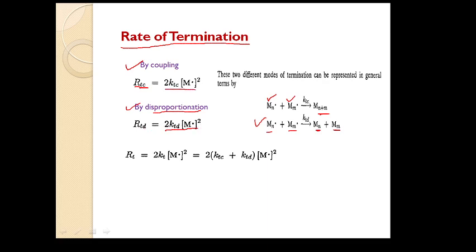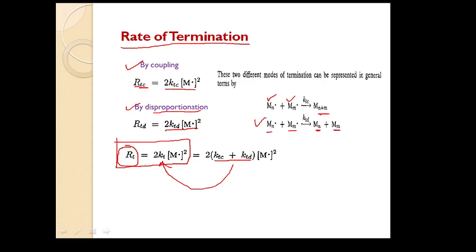Okay. So we have these two equations, and combined we represent the overall rate of termination as 2 times the rate constant Kt, where Kt is equal to Ktc plus Ktd, and M dot square is as it is. So we can say that Rt equal to 2 Kt M dot square represents the rate of termination. Now we have all three expressions. We have the expression of rate for initiation, for propagation, and now we have also derived the expression of rate for termination.